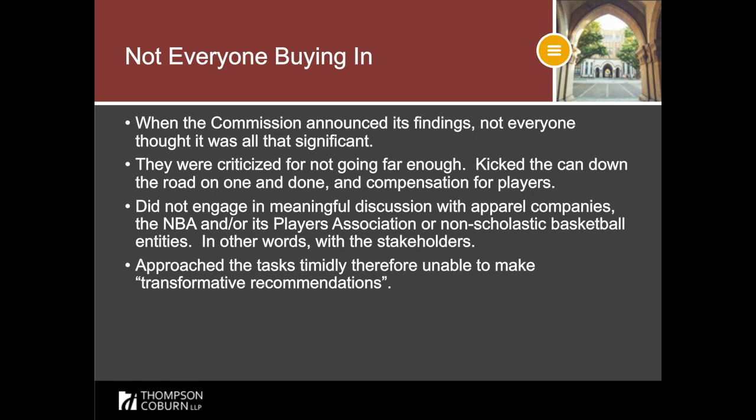And they approached the task timidly, therefore unable to make, as they wanted going into it, transformative recommendations. And more specifically, in my opinion, they did not address the student education, which they said was the centerpiece of college athletics.